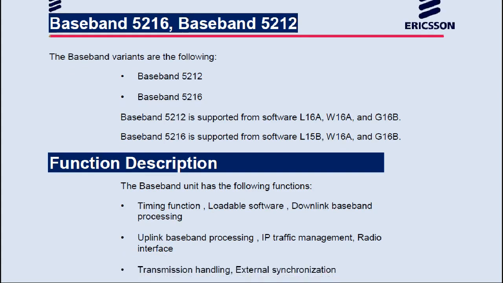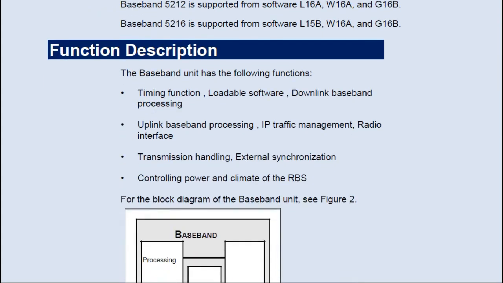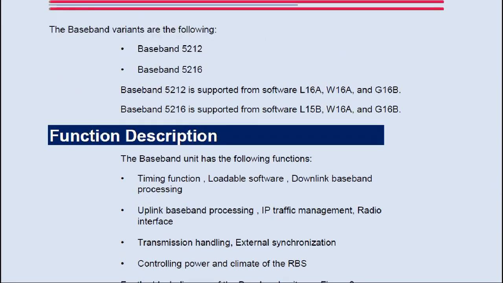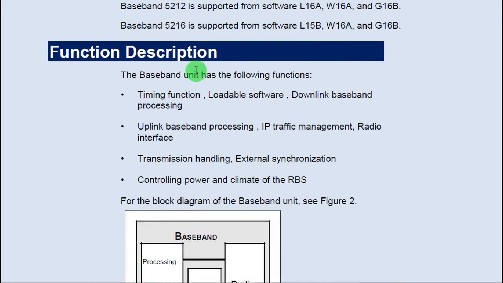Now, the function description. The baseband unit has the following functions: timing function, loadable software, downlink baseband processing, uplink baseband processing, IP traffic management, radio interface, transmission handling, external synchronization, and controlling power and climate of the RBS. This functional description applies to both baseband 5212 and 5216.